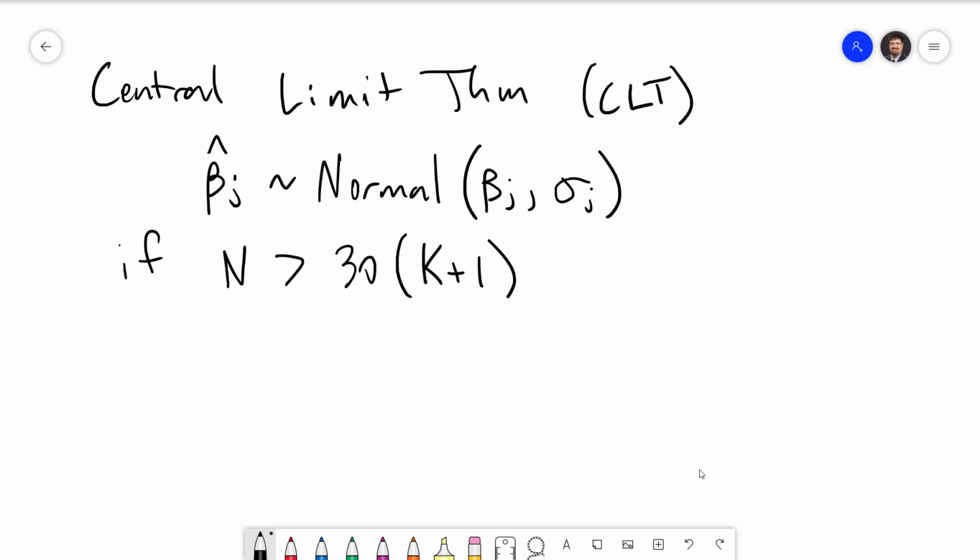Remember that our regression equation has k variables in it, and each one of those has a coefficient, a beta j, next to it, but we also have that intercept term, beta naught, that does not have any variable next to it. So we are estimating in the regression k plus 1 parameters.